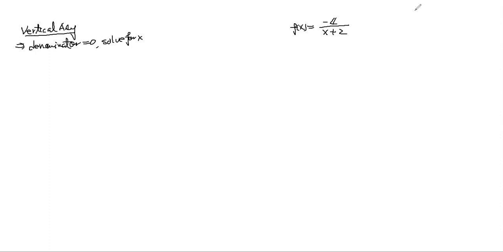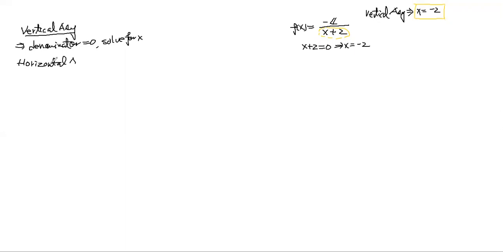Okay, this one starts with the easiest function, -4 over x plus 2. We say the vertical asymptote is making the denominator equal to 0. So we set x plus 2 equal to 0. So I know x equals -2. So the vertical asymptote is x equals -2. All right, so this is the vertical asymptote. It's very easy to find.